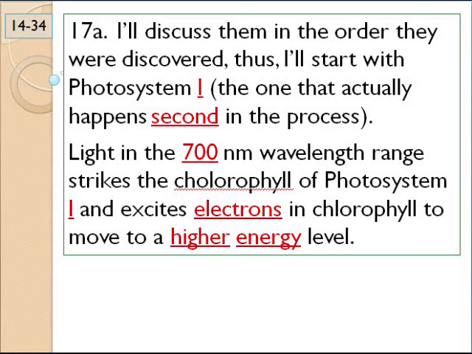Now that chlorophyll just responds to 700, it doesn't do anything to 680. And that makes the electrons move to a higher level. When you heat something, does it expand or does it shrink? It expands. Well, when you put light on something, it also drives electrons out to a bigger level.